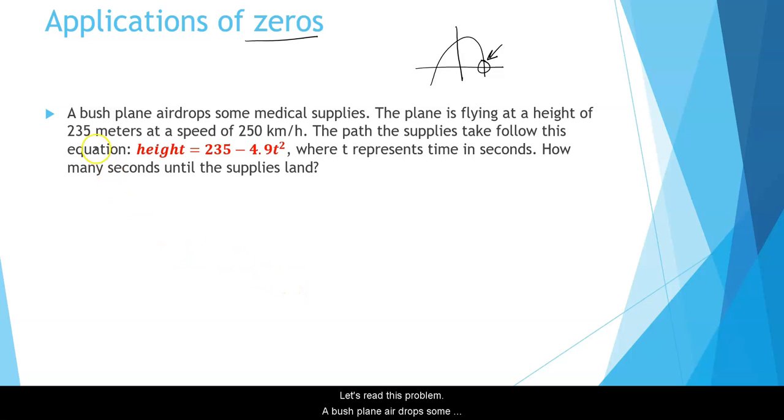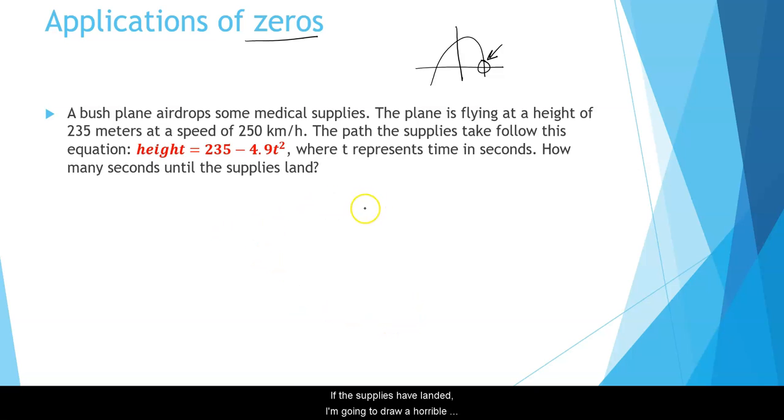Let's read this problem. A bush plane airdrops some medical supplies. The plane is flying at a height of 235 meters at a speed of 250 kilometers per hour. The path the supplies take follows this equation: height equals 235 minus 4.9 t squared, where t represents time in seconds. How many seconds until the supplies land?